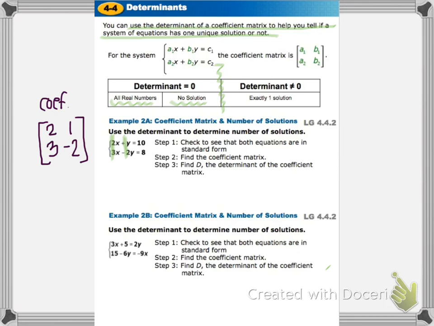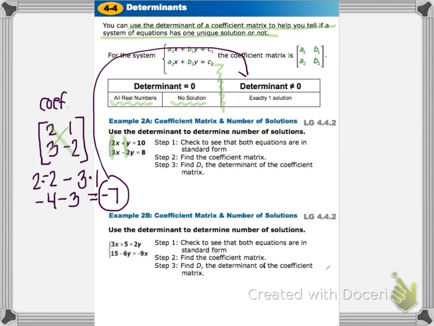So what about our example here? If we found the determinant of this matrix, we multiply the main diagonal, 2 times negative 2, and then subtract the other diagonal, 3 times 1. 2 times negative 2 is negative 4, and minus 3 times 1, which is 3. So we have negative 4 minus 3, which is negative 7. Because the determinant is not equal to 0, we must have one unique solution to the system. Let's call this D. This is the determinant, and we got negative 7.